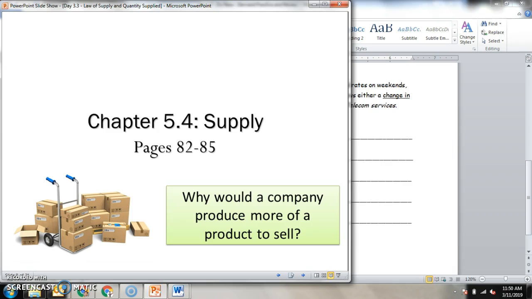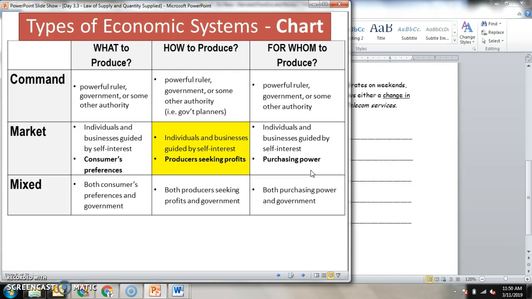You can find this on pages 82 and 85 in your text. And thinking about supply, we have to first think about the perspective that we're coming from. Why would a company produce more of a product to sell? A company is going to produce more of a product if it sells and they make a profit out of it. So that profit motive is what drives our producers or our suppliers.